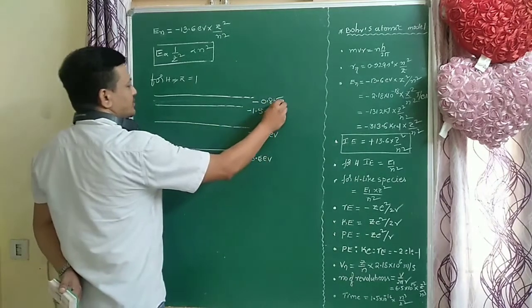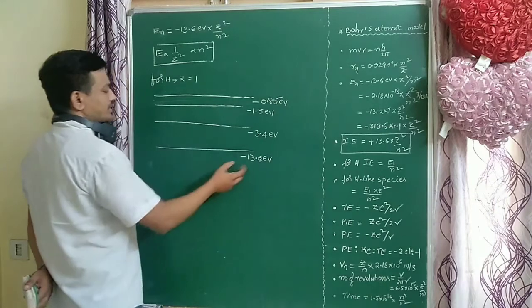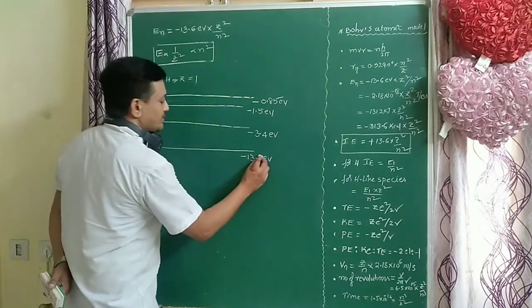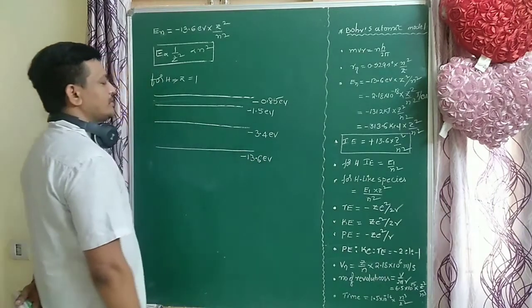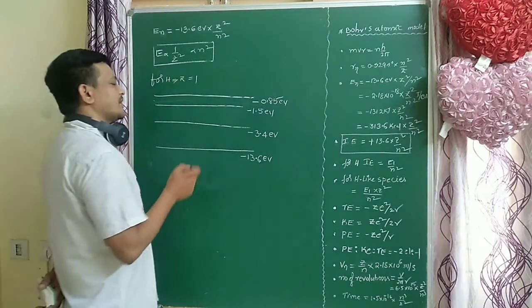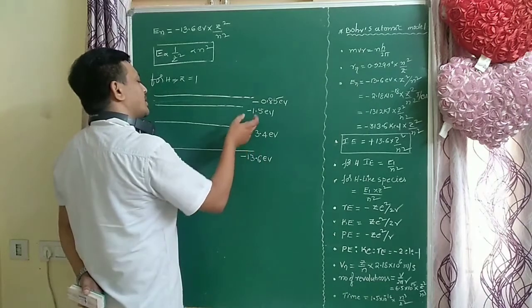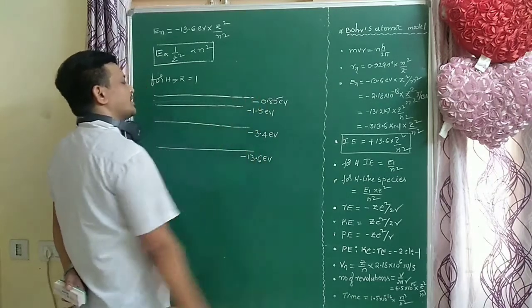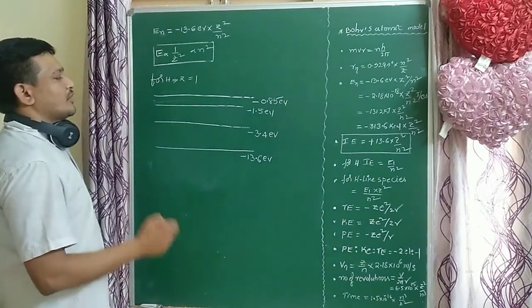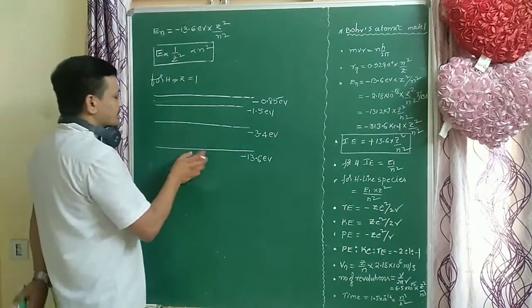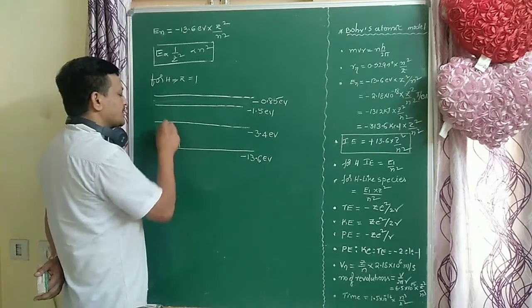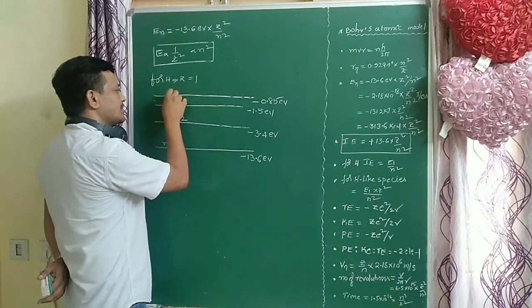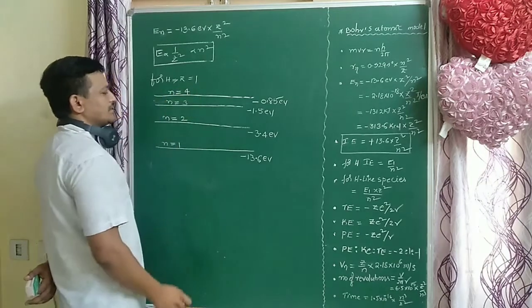So what is the energy for the hydrogen atom? First orbit minus 13.6 electron volts. Second orbit energy is minus 3.4. Third orbit energy is minus 1.5. And fourth orbit energy is minus 0.85. So as n value increases, energy of the orbit increases.